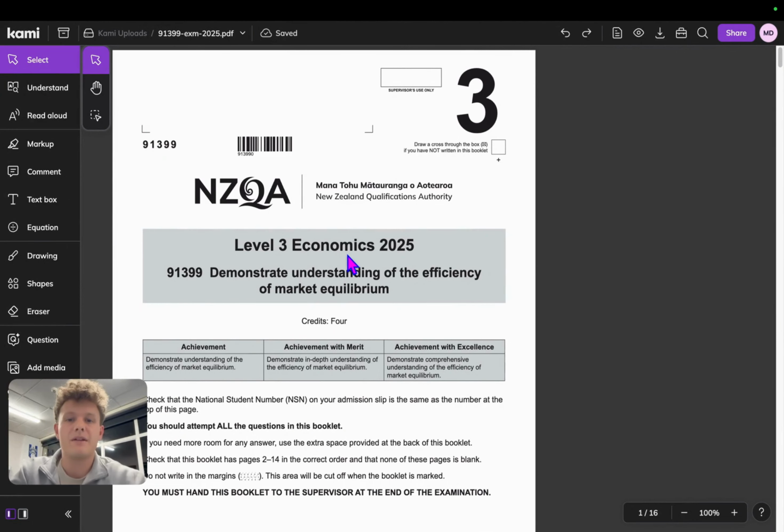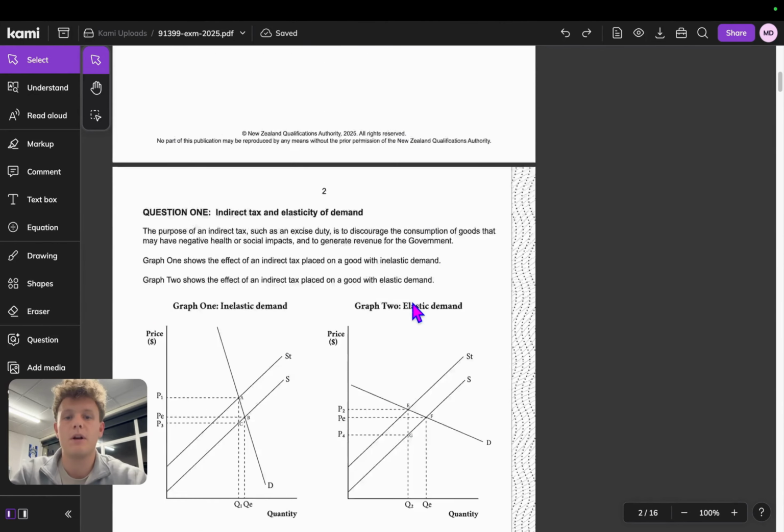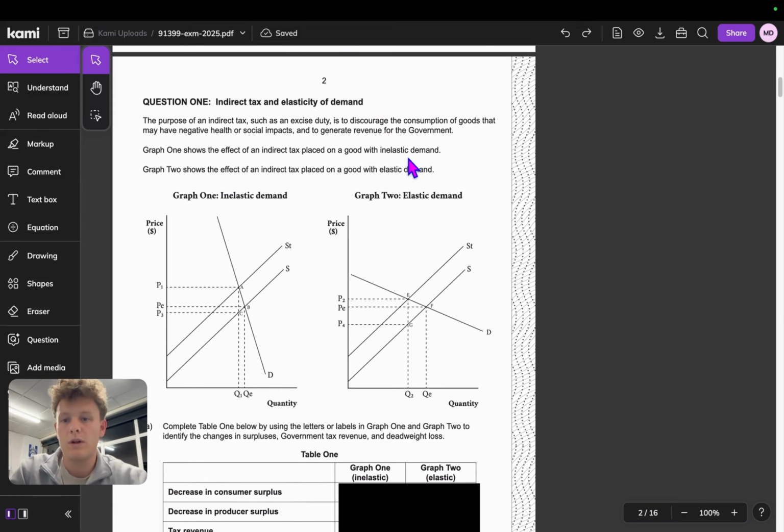Today we're going to look at allocative efficiency, or 91399, demonstrate understanding of the efficiency of market equilibrium. Let's get into question 1. Indirect tax and elasticity of demand.